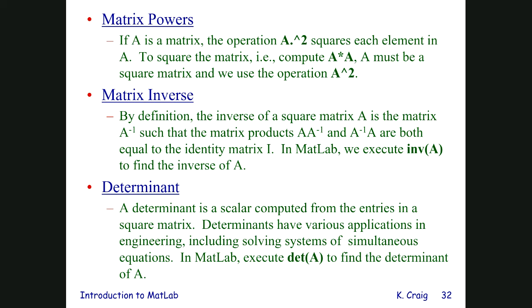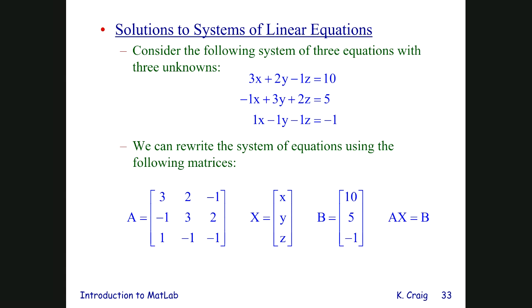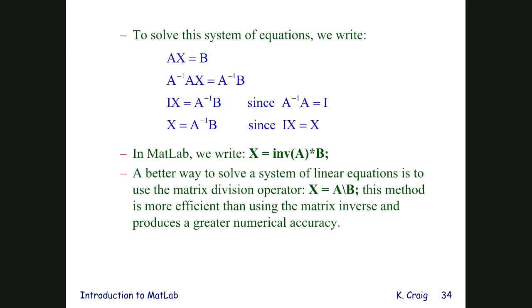It is not the same as A times A, obviously. Determinant is the determinant of A. You can find the eigenvalues of A. You can solve linear equations, for example, with x equals A inverse times B, or you can use this matrix division, like B divided by A kind of operation, in which you have the solution. In this case, this is a better way of solving the mathematical problem.